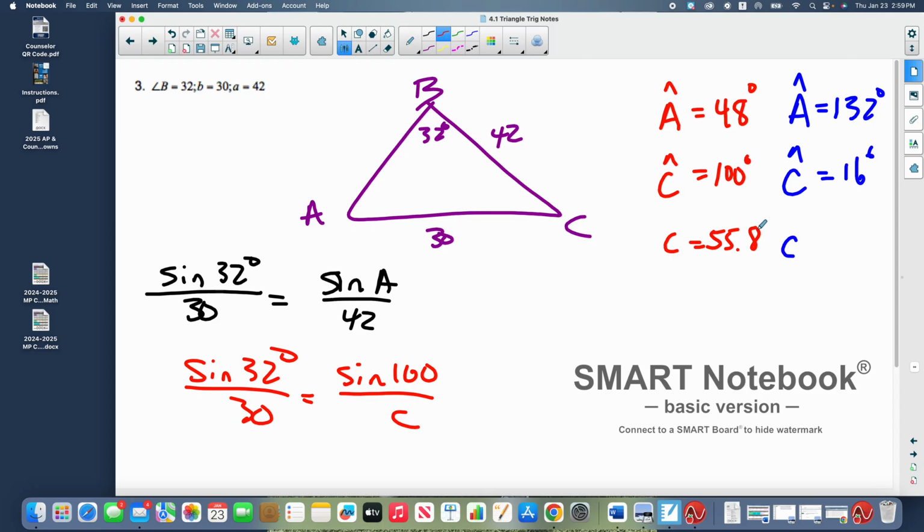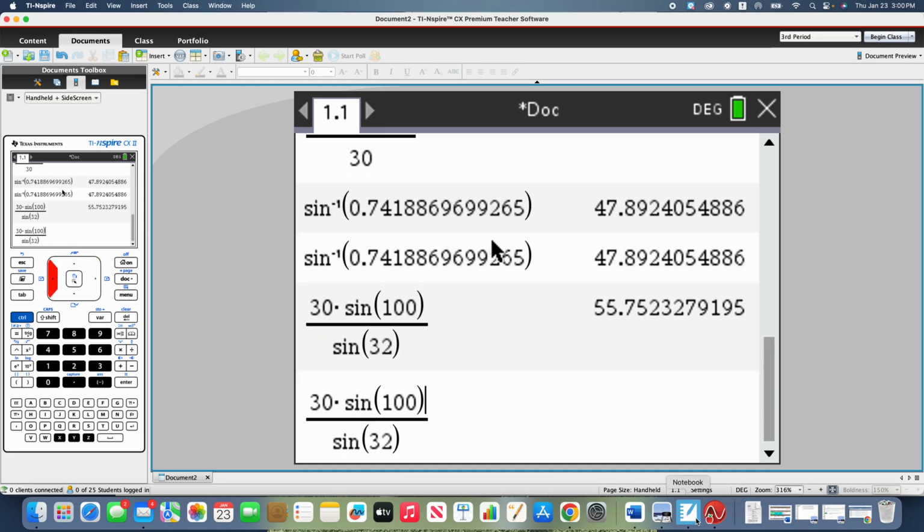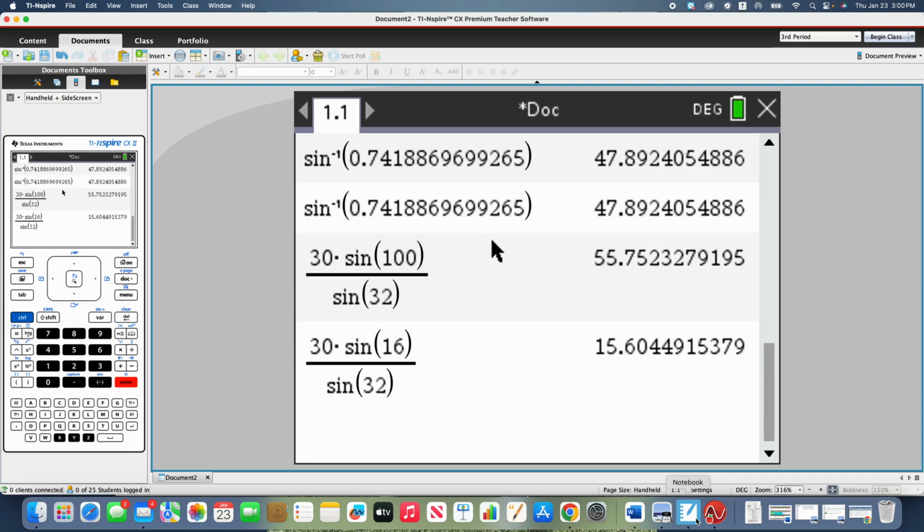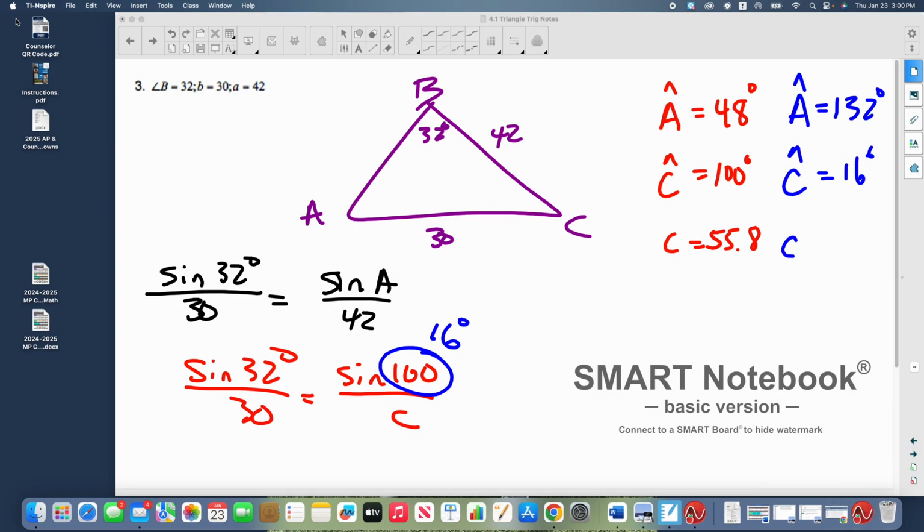Okay. Now, we got to do the same thing again, but this time around, I'm going to take the 100 out and I'm going to put 16 in its spot because that's the other thing that C could be. So the angle C could be 100 or it could be 16. So we'll put 16 in there. So I'm just going to copy and paste basically. I'm going to take this same equation, change that 100 to 16. And so the other thing that C could be would be 15.6. That's not an angle, it's just the side.